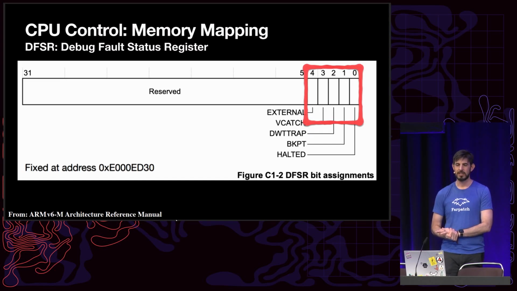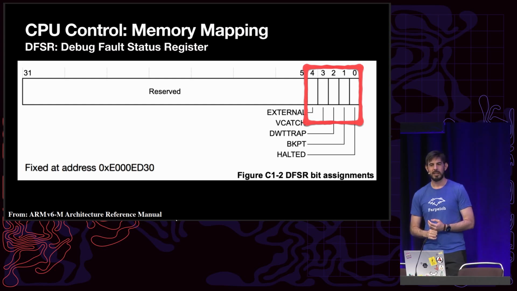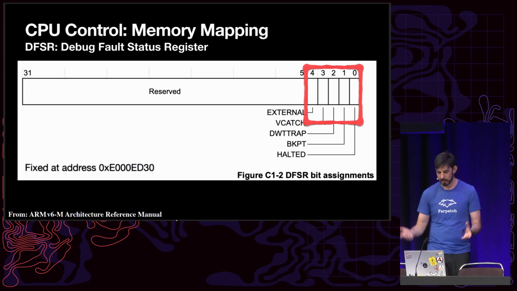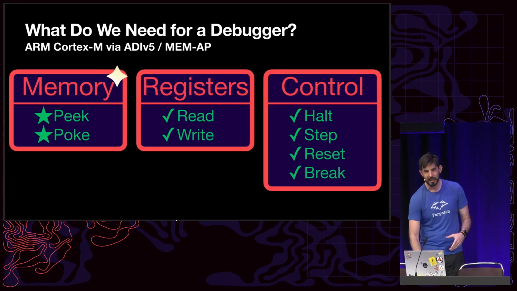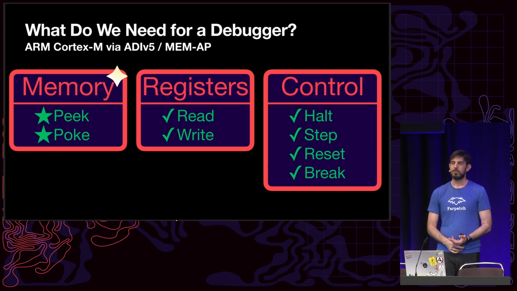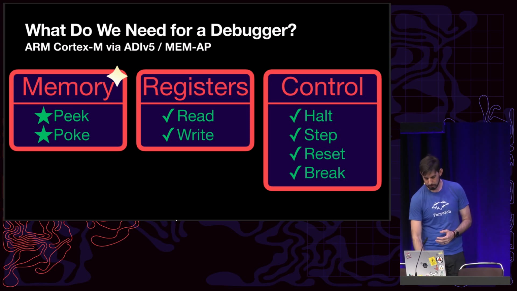When the CPU is halted, the halt bit gets set, so all you have to do is continuously read from memory to see if the halt bit is set. And if it hit a breakpoint, for example, then the breakpoint bit will also be set. So with all of that, we finally have everything we need for a debugger. We have all the little primitive bits and pieces we need for a debugger.